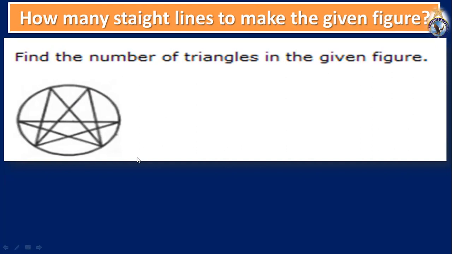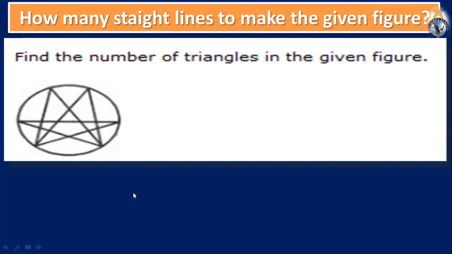So this time we are looking at how many straight lines. Okay, this was not correct. Find the number of triangles. So we will have to count the number of triangles, not the straight lines. You can see so many triangles, and you will have to count all those triangles.